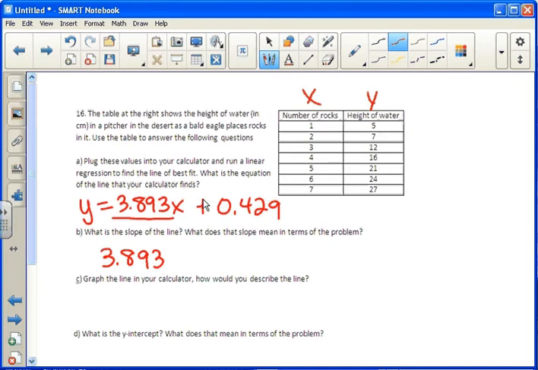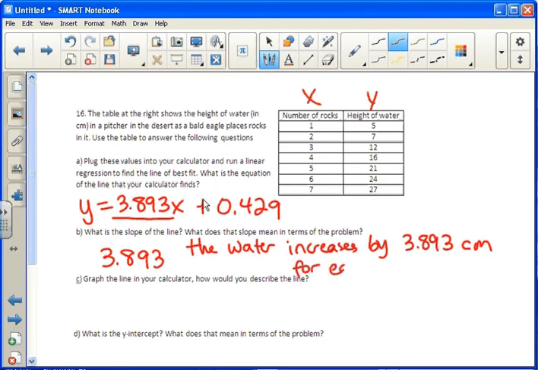So it means that this is the increase, or let's write it this way, the height of the water increases by 3.893 centimeters for each rock, or per rock placed in the pitcher. So it's the amount of y, the height of water, that changes per x, the number of rocks.